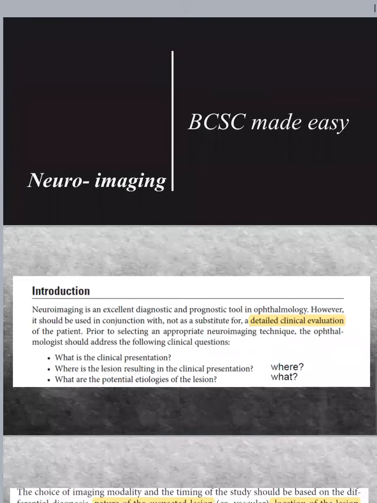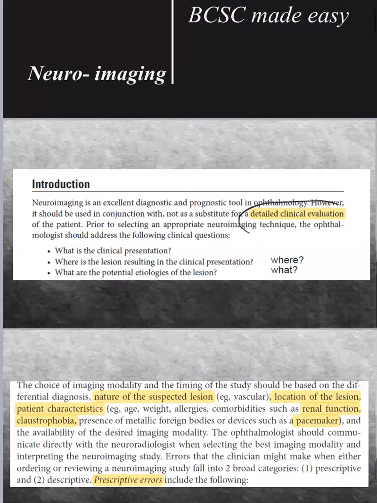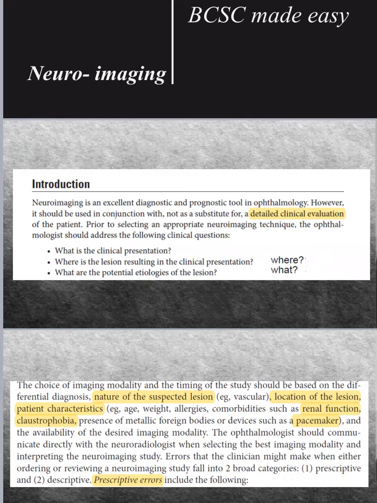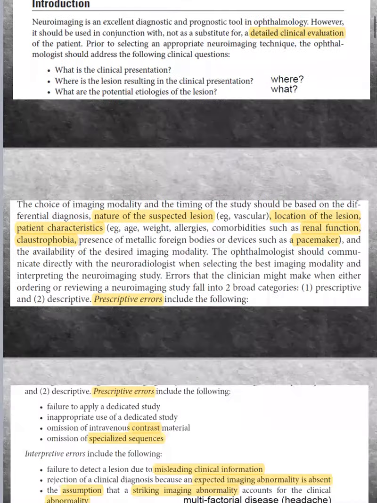Here in this one, I should have detailed clinical evaluation with the two questions. Here are the two questions. If you examine any neurology patient or any neuro-ophthalmic patient, you should ask yourself where is the lesion and what is the lesion. These are extremely important questions. You can suspect where is the lesion and what is the lesion, and depending on these data, you can choose either CT or MRI or another radiologic study.